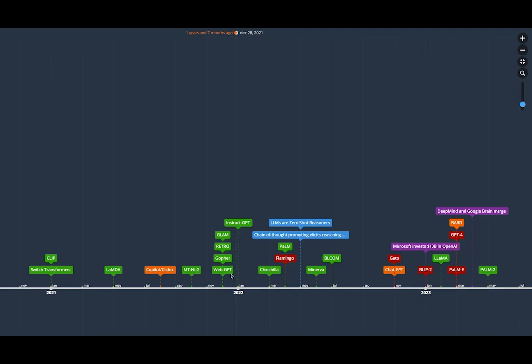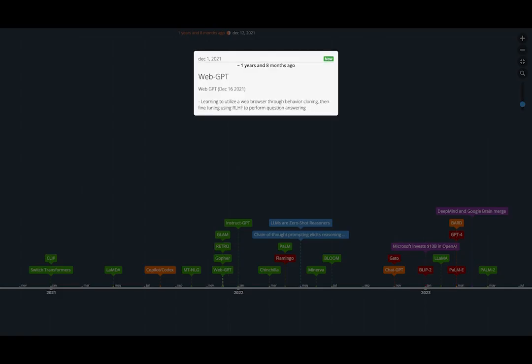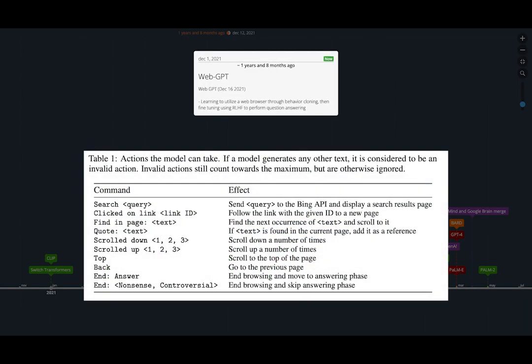Also in December, OpenAI released WebGPT, which applied behavior cloning to use a text-based web browser powered by Bing, followed by RLHF with intent to increase helpfulness and accuracy. Notably, their document retrieval included references, which greatly helps with model explainability.